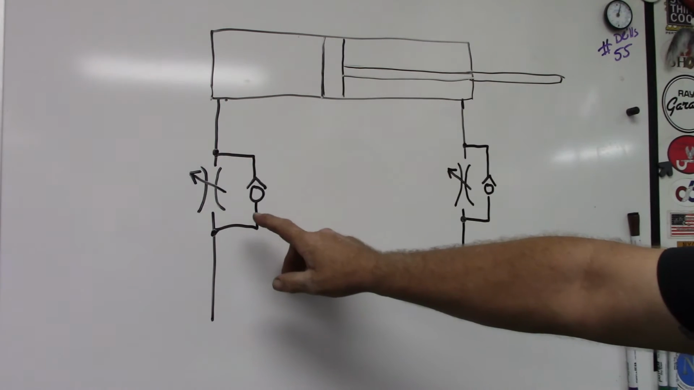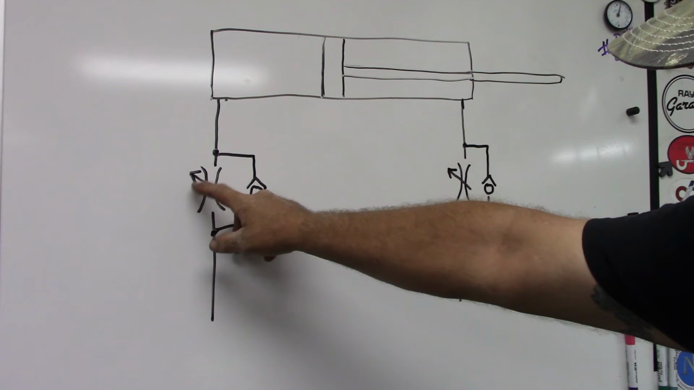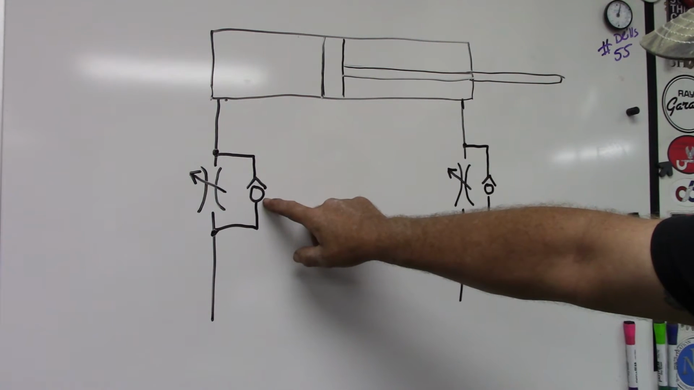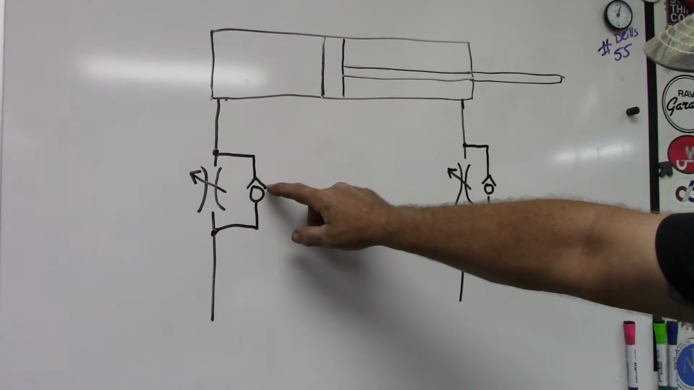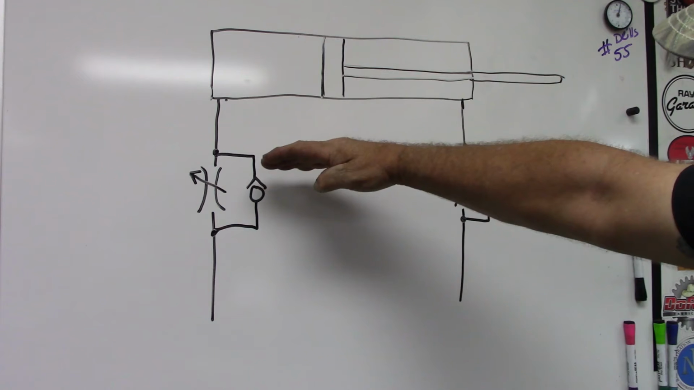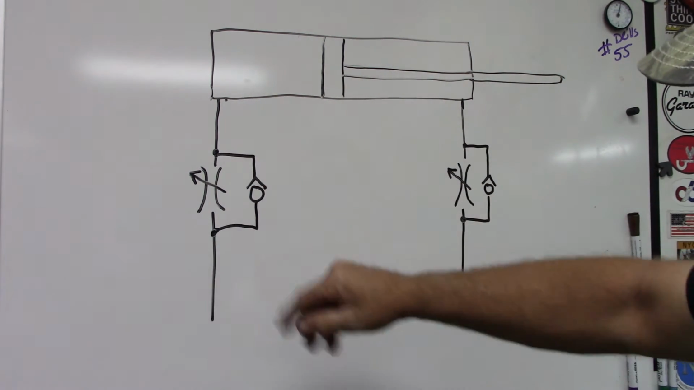And everything that gets represented there is an orifice, which is adjustable. This is indicating an adjustable orifice. This is indicating a check valve with a ball. And the little V indicates the seat. So when fluid passes this way, that ball gets slammed into the seat and fluid can't pass. But if it backflows, it's free flowing.